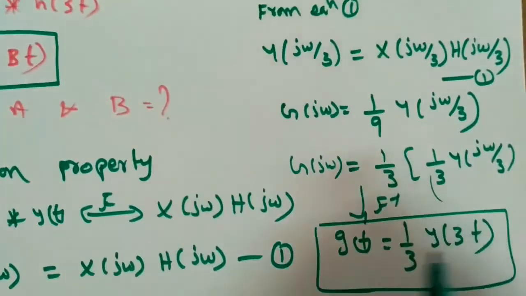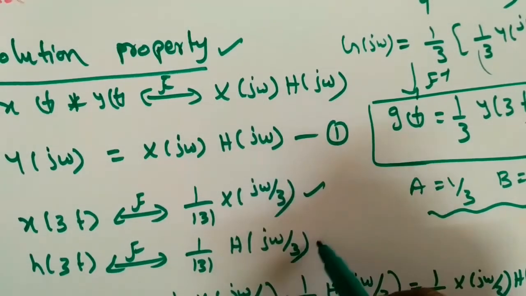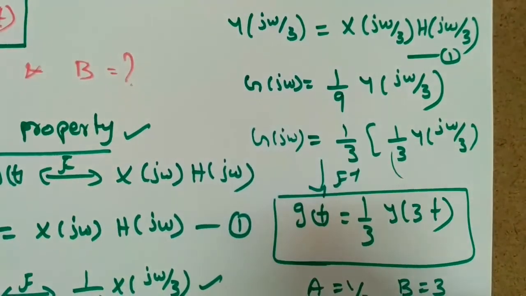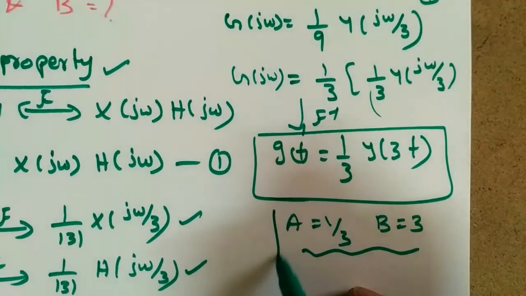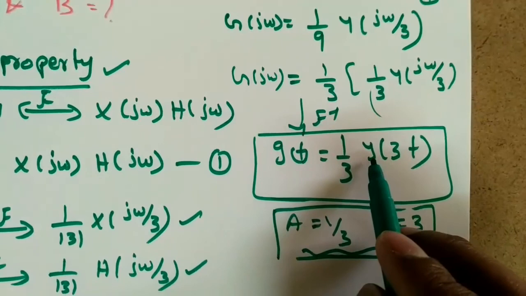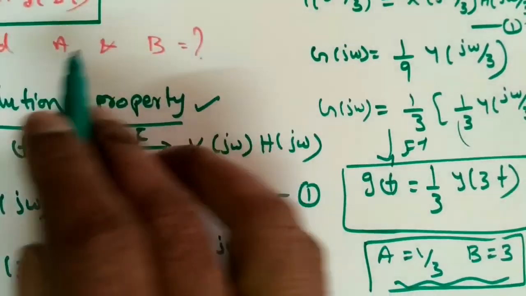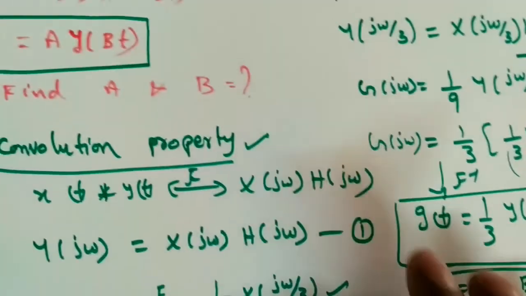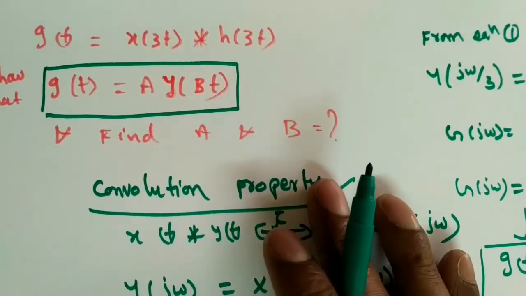So we need to use this convolution property as well as the scaling property. Then we will get the answer like this, right? So just mathematical manipulation only, with the convolution property and scaling property. So the final answer is: a is 1 by 3, b is 3, and g of t is equal to 1 by 3 into y of 3t, right? Now I solved some of the textbook problems from Oppenheim, right? You do them with these concepts, so maybe GATE problems or just textbook problems only, right?